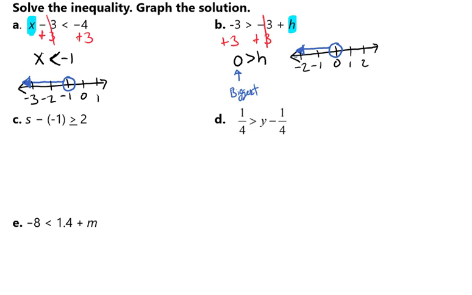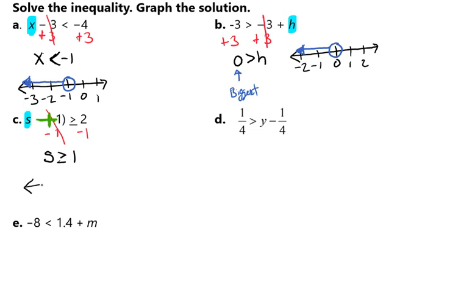Let's try letter C. Here we have s minus negative 1 is greater than or equal to 2, and we're trying to get our s by itself. But you might notice that there's a negative and a minus next to each other, which allows us to turn this into a plus sign. So to get rid of the 1, we will now subtract 1 from both sides, and that's going to leave us with s is greater than or equal to 1.